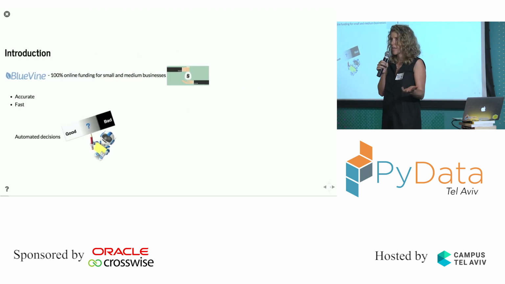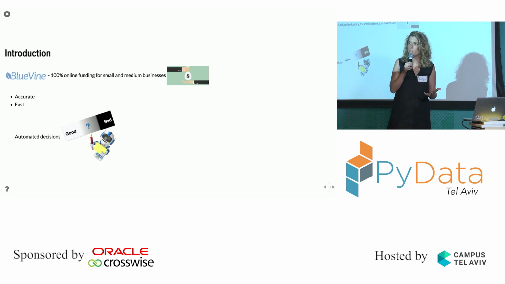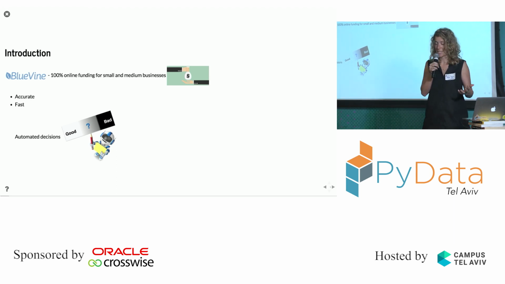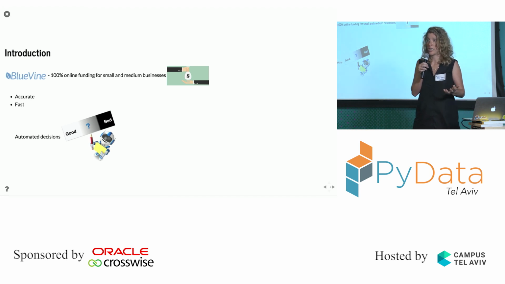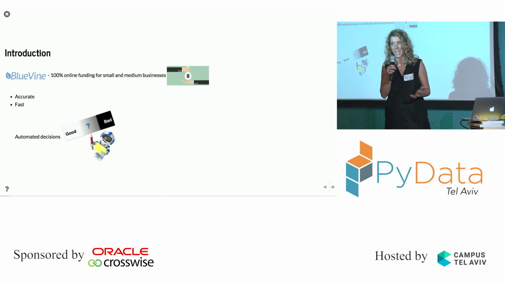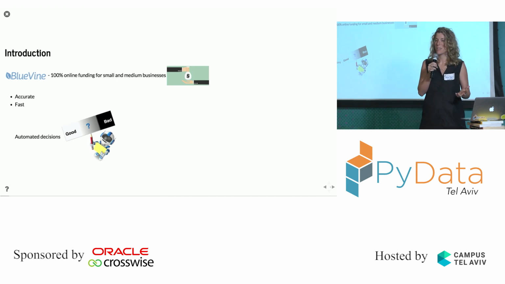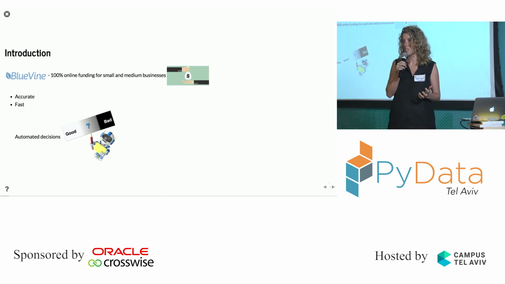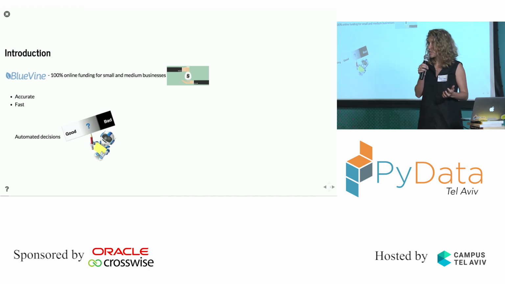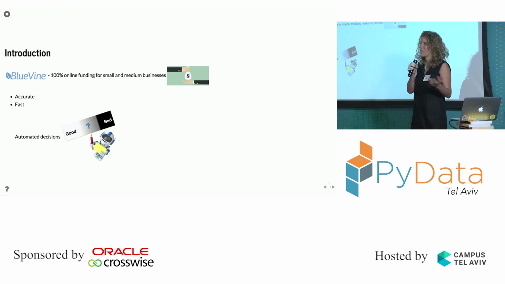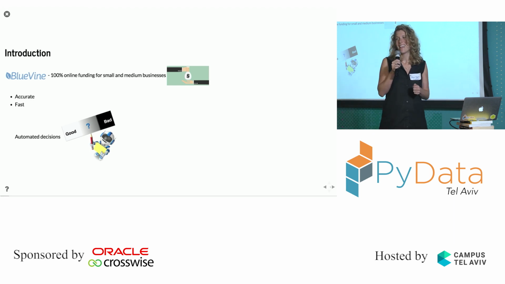So who are we? I work at Bluevine. What do we do? We do loans for small businesses in the United States, and we are really awesome at it. And the reason we're awesome is because we are fast and accurate. And why? Because the vast majority of our decisions are automated using machine learning models built by my amazing team.